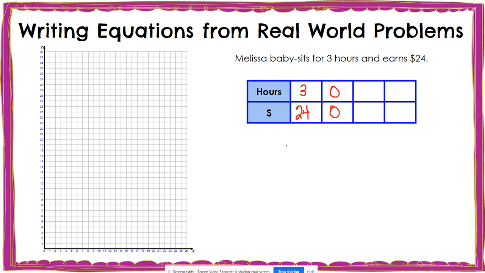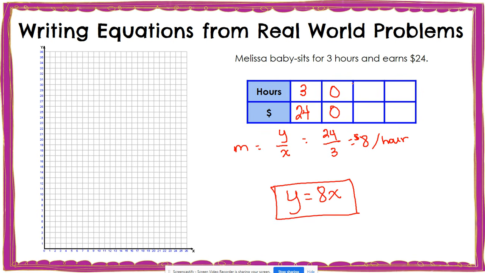I'm going to find the unit rate, and the unit rate is going to be found by doing y over x. Well, my y value here would be 24, and my x value would be 3. When I divide 24 by 3, I get 8. Well, y over x is the same as change in y over change in x for this situation, and this means that Melissa earns $8 per hour. That means that the constant of proportionality here is $8. I can write an equation for this by saying y equals 8x.